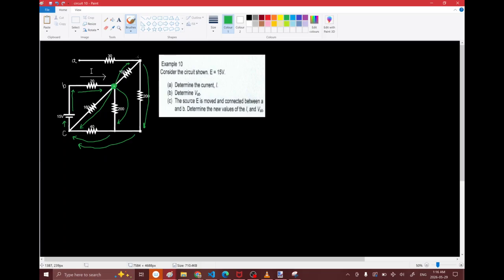The current definitely does not go this way because there's nowhere for the current to go. The current can't just go here and then come back. It has to follow one path. And there's no way to get from this point A back to the battery, so the current won't go down that way. So we can redraw this diagram. Let me just get rid of all these currents here. We can redraw this diagram to get rid of A, because it's not going to be relevant for our question.